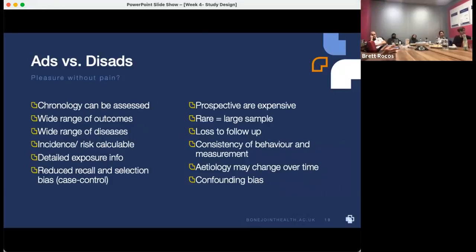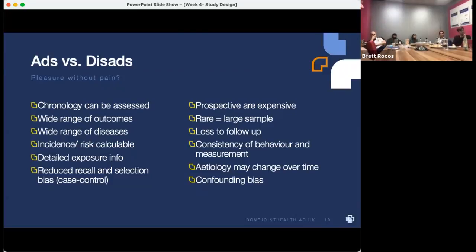Well, on the plus side, you can look at the chronology, you can see what happens over time. You can look at a wide range of outcomes, a wide range of diseases. You can calculate the incidence of disease and the risk of disease, and you can look at detailed exposure info, really only limited by how patient you can be to talk to them and hunt through their records. And it has reduced recall and selection bias, because you're getting people at the time of injury, and you might interview them then and there and say, well, what did you do? What were you doing when you had your injury? What are your lifestyle risk factors, and so on. They're not having to recall, it's then and there.